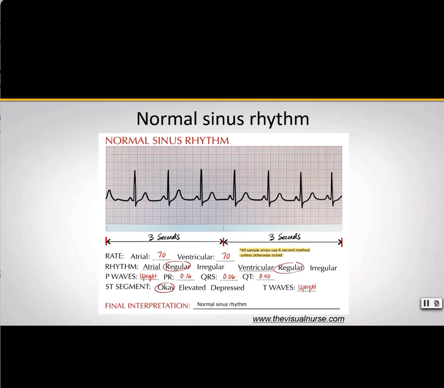Rhythm regularity for the ventricles is also regular. Notice how those R waves are marching out nice and routinely on time every time. Okay, P waves, they're present and they're all upright as they should be. Our PR interval, if we go ahead and measure the PR interval from the beginning of the P wave to the beginning of the QRS complex, I see 4 small boxes in there. Remember, each small box is equal to 0.04 seconds. So we have a PR interval of 0.16 seconds. That's within the normal range of 0.12 to 0.2, right?